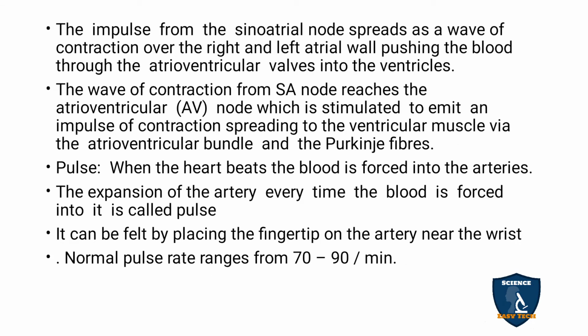The impulse from the sino-auricular node spreads a wave of contraction over the right and the left atrial walls, pushing the blood through the atrioventricular valves into the ventricles. You can see this: think this is the right auricle and the right ventricle. Due to the sino-auricular node giving the impulse, that is the signal, the blood in the right auricle reaches the ventricle.